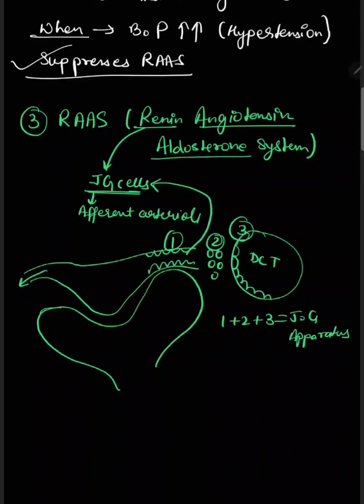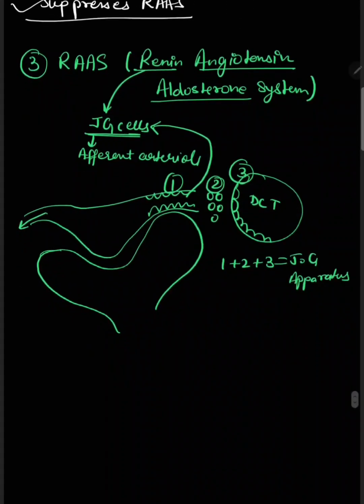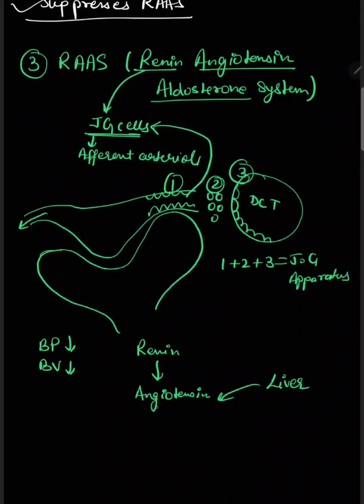Now this JG cell will release renin when the blood pressure falls below average, when blood volume is very less. Renin is secreted. Now this renin will act on angiotensinogen, which comes from the liver. This is going on in the blood. In the blood vessel, this whole thing is going on in the blood vessel.